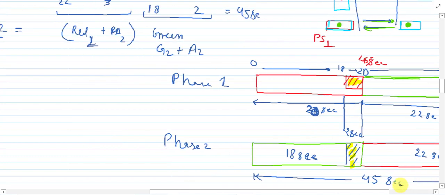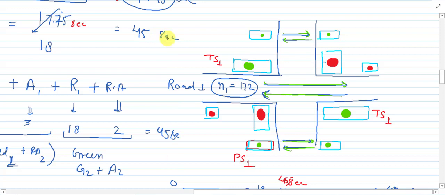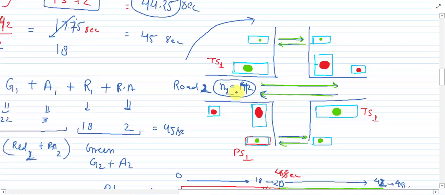I hope you understand this question. And if you rotate this diagram in the clockwise direction, you will get the road 2 signal diagram, okay. The only change is that this will be changed to N2, which is 142 vehicles per lane.